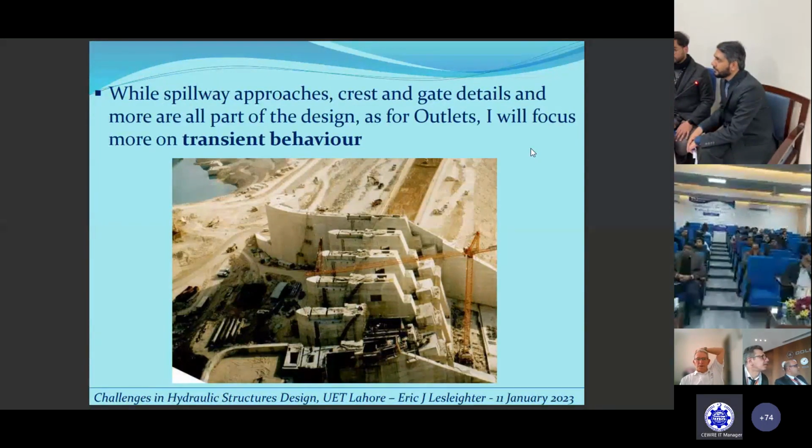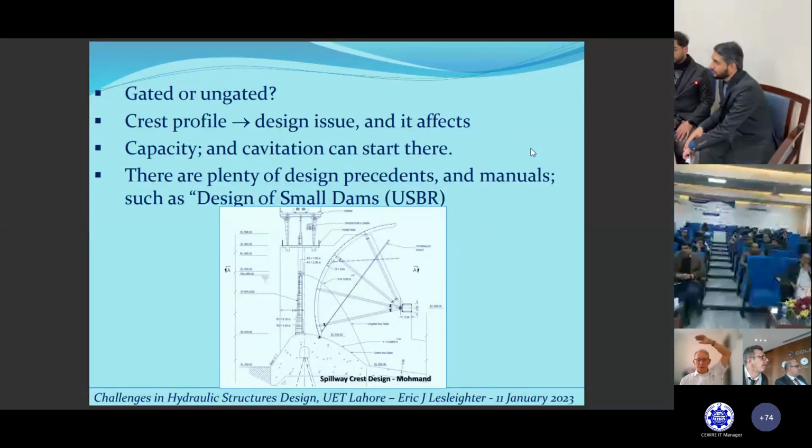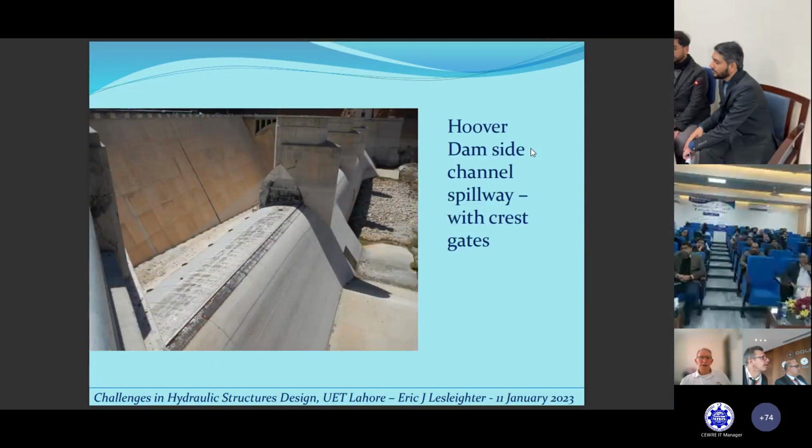Gate details. I'm going to focus, again, as I did for outlets, really on the transient behavior rather than just the ordinary type of static conditions of flow. Will it be gated or ungated? That's the next slide. This first part of the slide is gated or ungated. Crest profile, design issues and its effects. The capacity, cavitation, can it start at the crest?